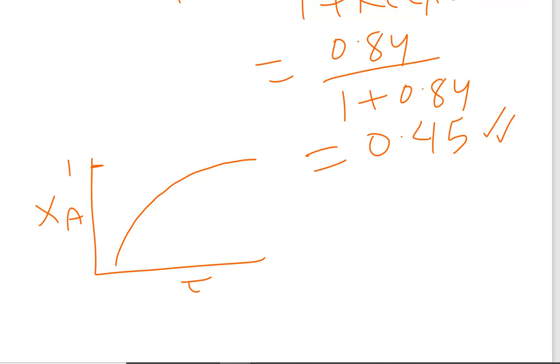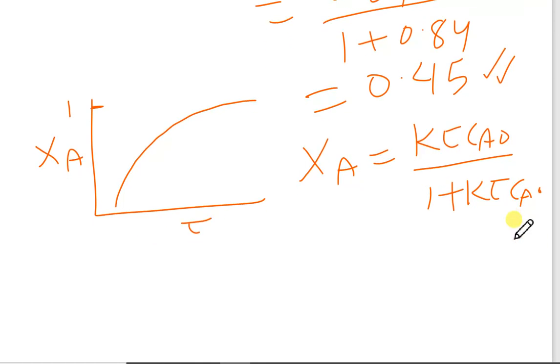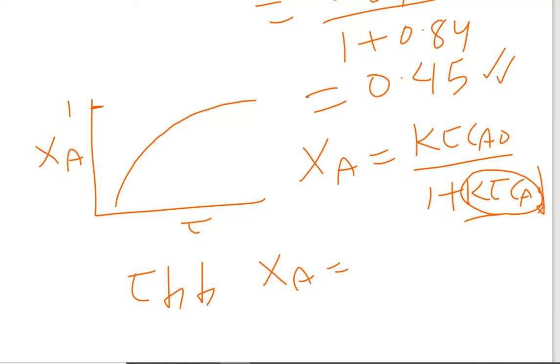Initially it could be linear if you study this relation, k tau ca naught divided by 1 plus k tau ca naught. What is happening when tau is low? This value will be low, so we can neglect it with respect to 1, and that becomes k tau ca naught. So at low conversion, you can expect that conversion will be proportional to tau.